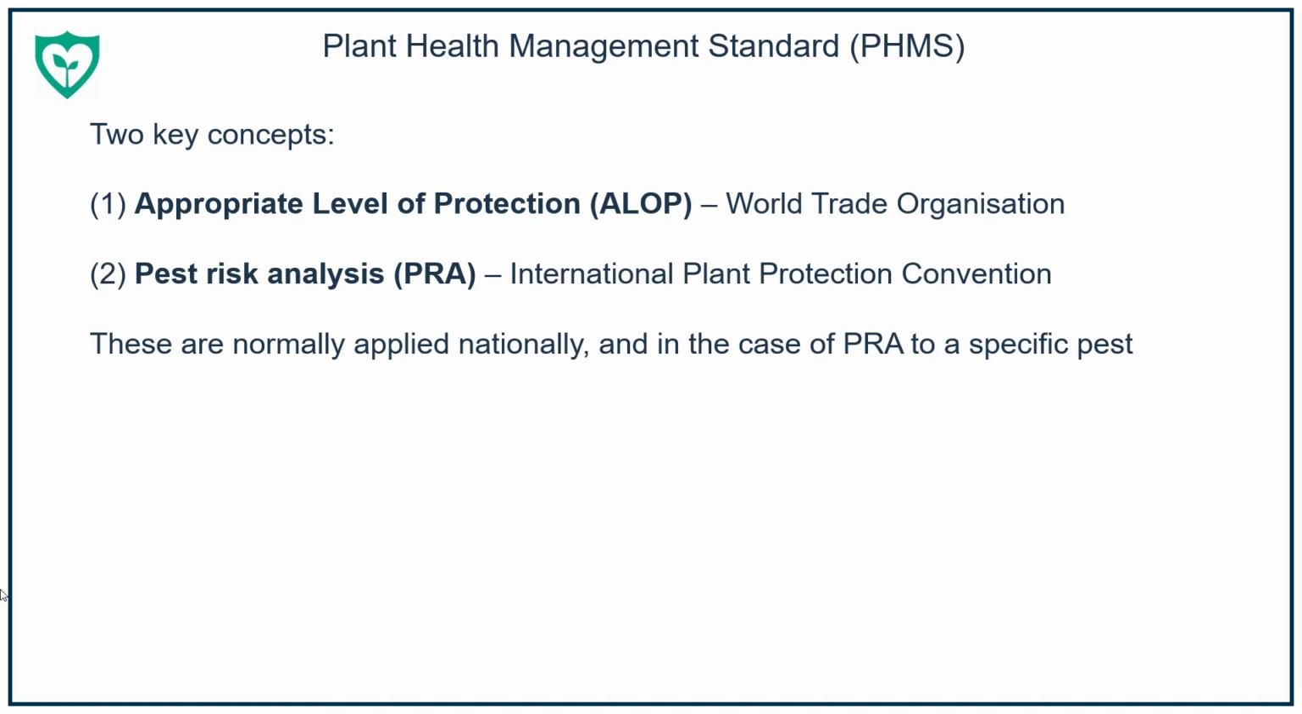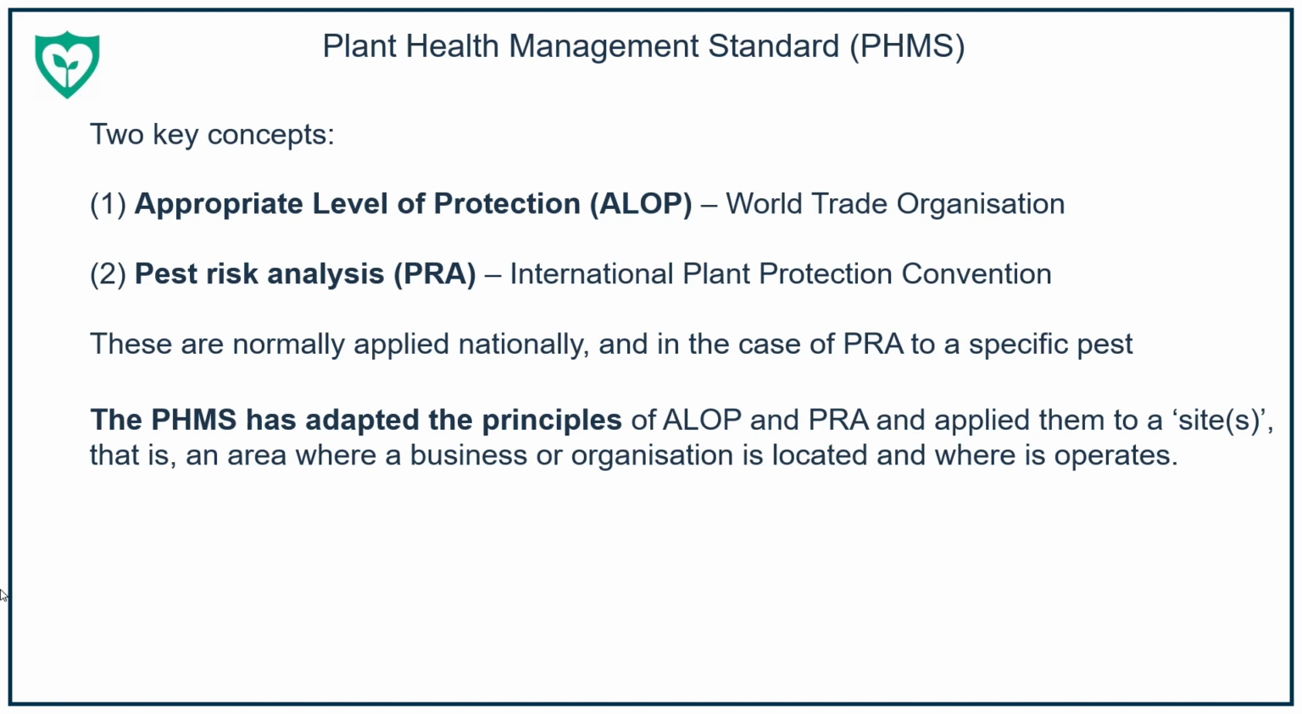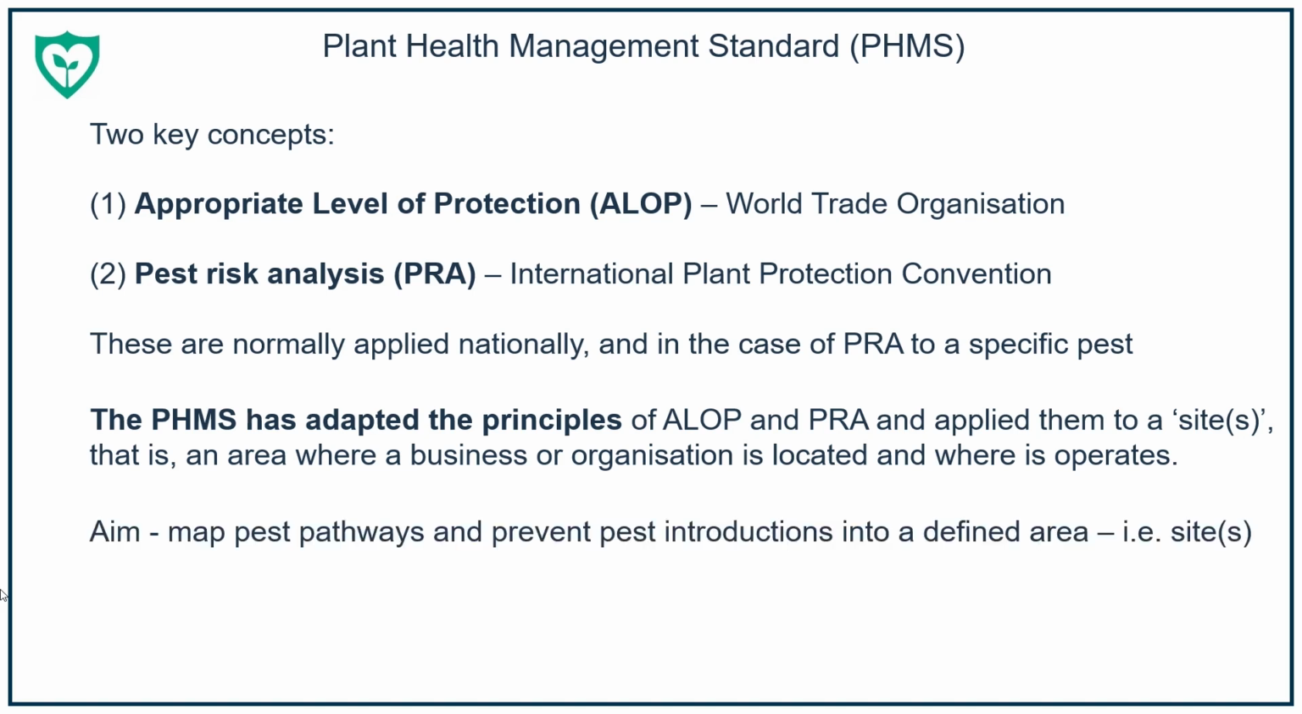Integral to the Plant Health Management Standard are two key concepts. The first is the World Trade Organization's appropriate level of protection. The second is the International Plant Protection Convention's pest risk analysis. These concepts are normally applied at the national or regional level, and in the case of pest risk analysis, to a specific pest. The Plant Health Management Standard has adapted the principles of appropriate level of protection and pest risk analysis and applied them to a site or sites, that is, the areas where a business or organisation is located and where it operates from. The aim is to map pest pathways and prevent pest introductions into a defined area.